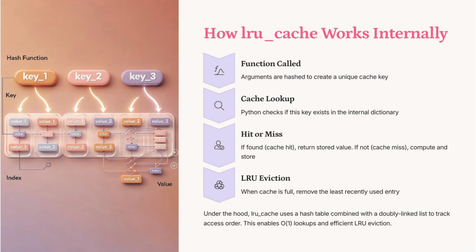When a function is called, its arguments are hashed to form a unique cache key. Python checks this key in an internal dictionary. A cache hit returns the stored value. A miss computes and stores it. If the cache is full, the least recently used entry is evicted. This process uses a hash table and doubly linked list for efficient O(1) lookups and least recently used eviction.